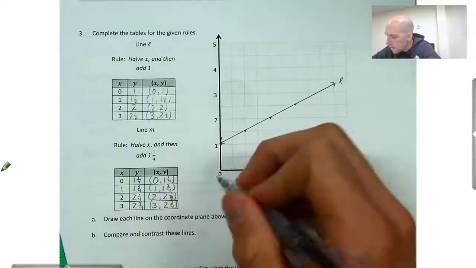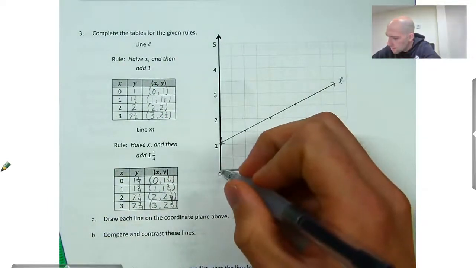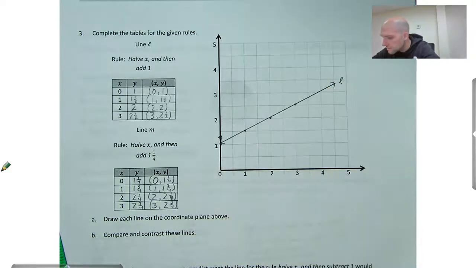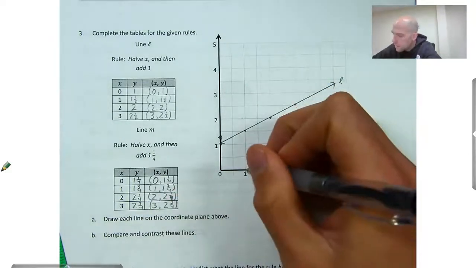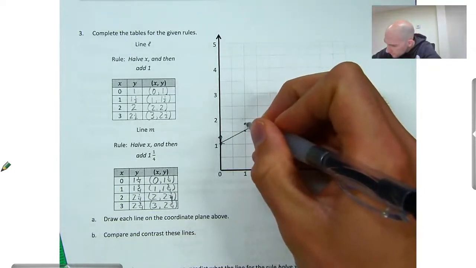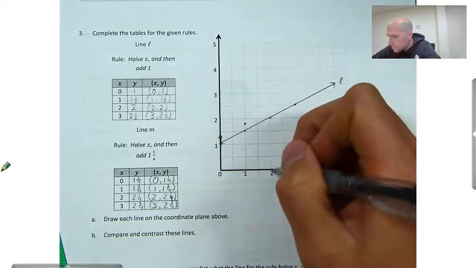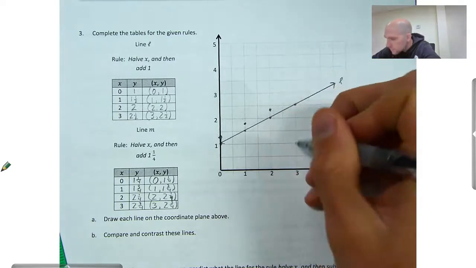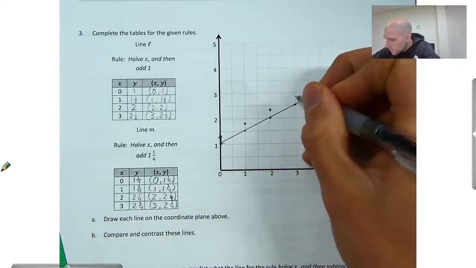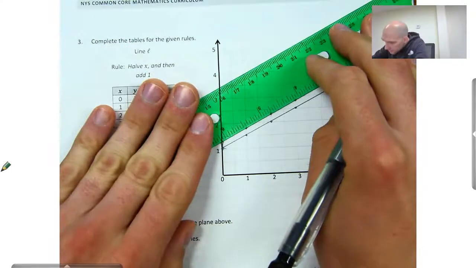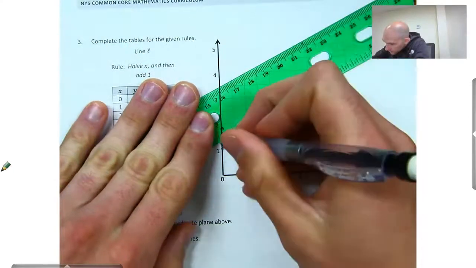Our next line, line M, is going to be (0, 1 1/4). And 1 1/4 is going to be right here, halfway between 1 and 1 1/2. Then I have (1, 1 3/4). So 1 3/4 will be right here. (2, 2 1/4). I have (3, 2 3/4). Connect these points to make line M.